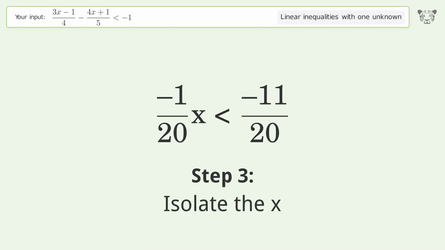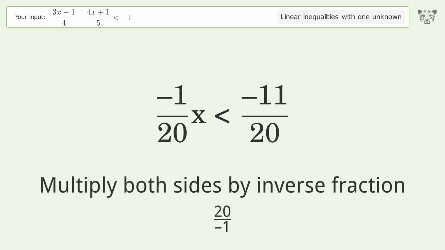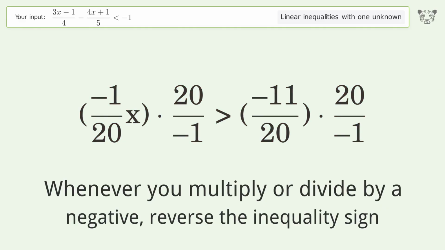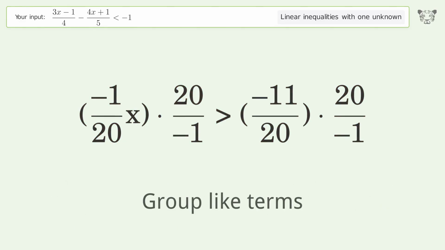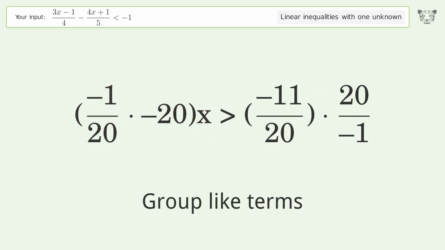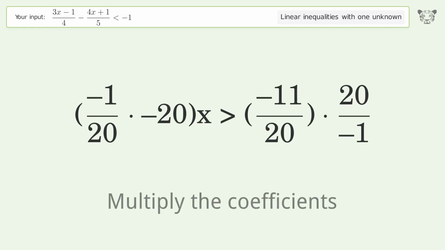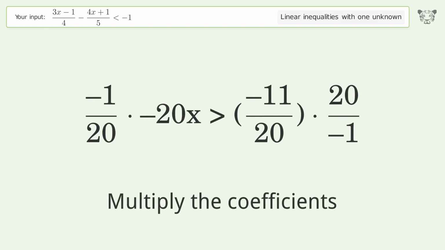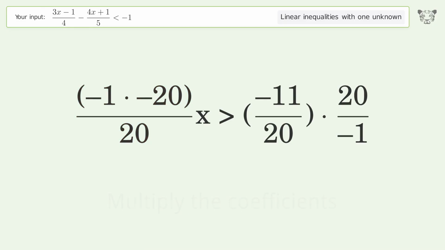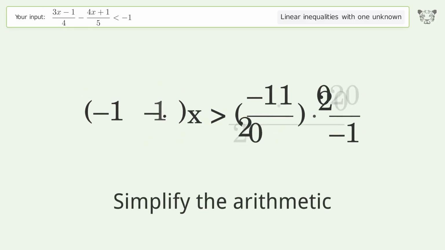Isolate the x. Multiply both sides by inverse fraction 20/-1. Whenever you multiply or divide by a negative, reverse the inequality sign. Group like terms. Multiply the coefficients. Simplify the arithmetic.